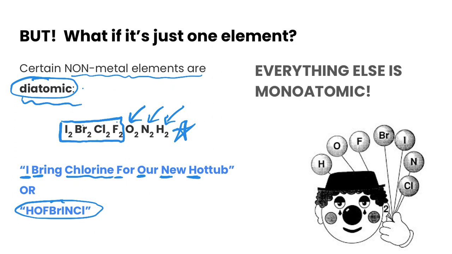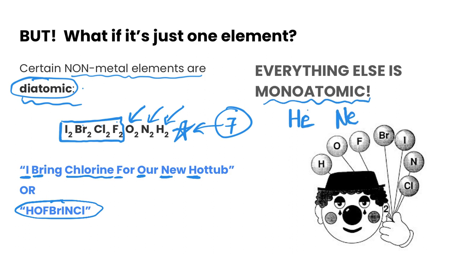Now, if you are asked for any of these different ones here, there's 7 of them, then if you're asked to write the formula, it's always got a 2 in it. If it's not one of these 7, then we say it's monoatomic, so it's just 1. So if I asked for helium gas, it would be just He, or neon gas would just be Ne, and so on.